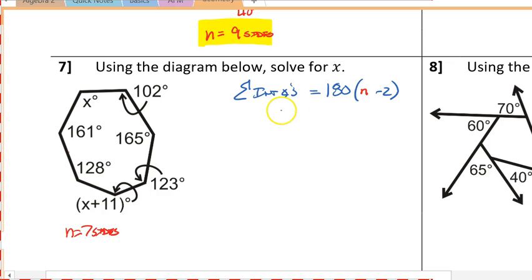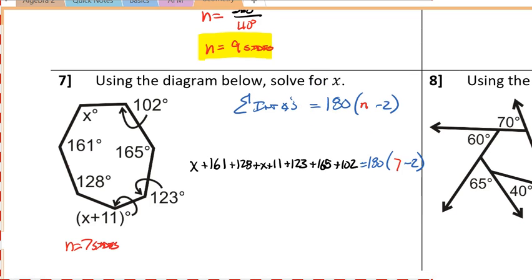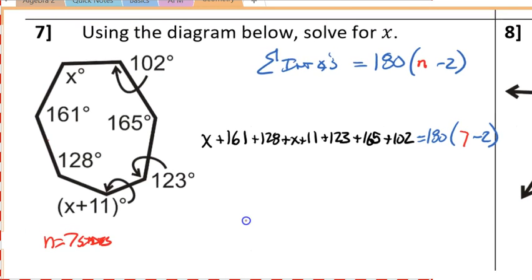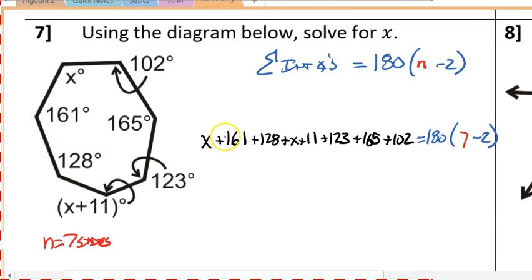So to calculate the total, I can substitute 7 in for n, but I'm also going to add up all of these angle measures inside, because that should be equal to whatever value the formula gives me. Meaning that if I were to add up all of the angles inside, x plus 161 plus 128 plus x plus 11 plus 123 plus 165 plus 102, that answer should be equal to 180 times 7 minus 2, the total sum inside of the shape.